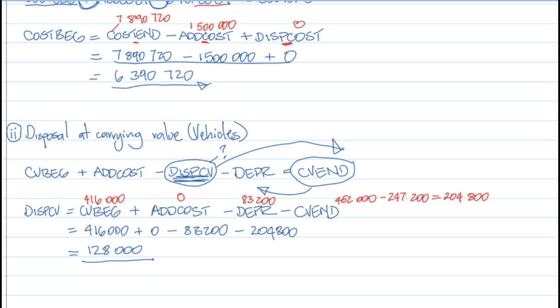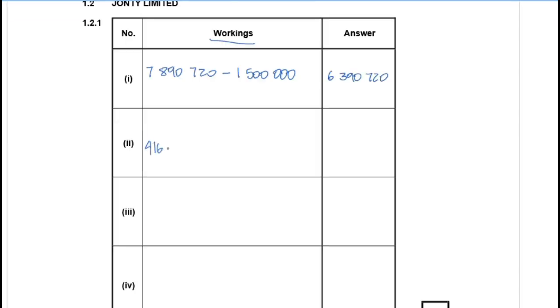So in our answer book, we will write 416,000 rands minus 83,200 rands minus 204,800 rands equals to 128,000 rands.